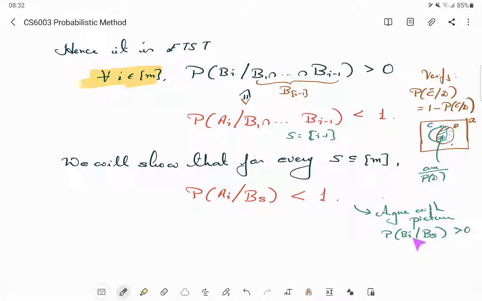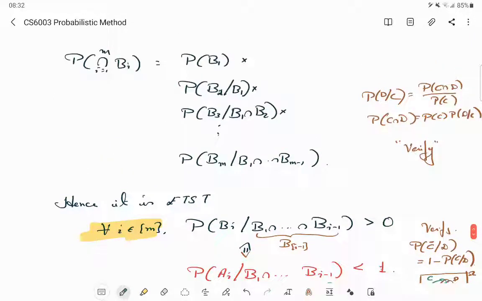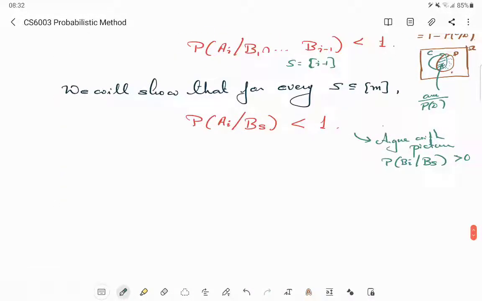And now if you expand it using the conditional probabilities, the numerator would be the intersection of all Bi's, which again has to be greater than 0 for this to be greater than 0. And the intersection of Bi being greater than 0 implies the union of Ai's has probability strictly less than 1. So though we did it in a full page, it is not very difficult to see, at least intuitively, that this condition will imply the aim that we want.